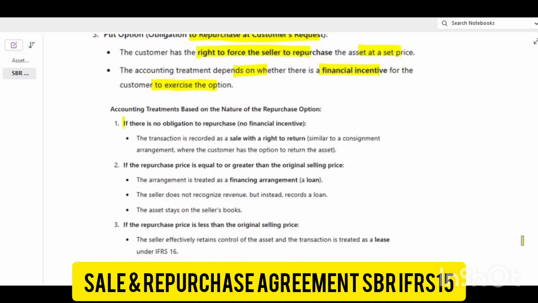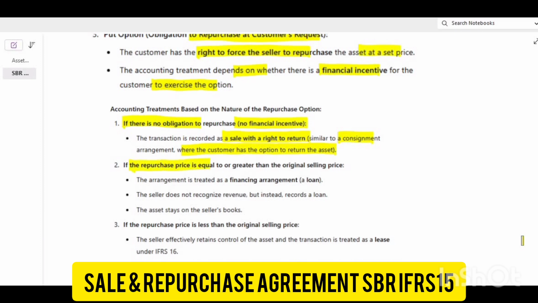So let's be simple. If there is no obligation to repurchase, then there is no financial incentive. The transaction is recorded as a sale with the right to return, similar to the consignment arrangement, where the customer has the option to return the asset. We have also discussed this in the previous lecture.